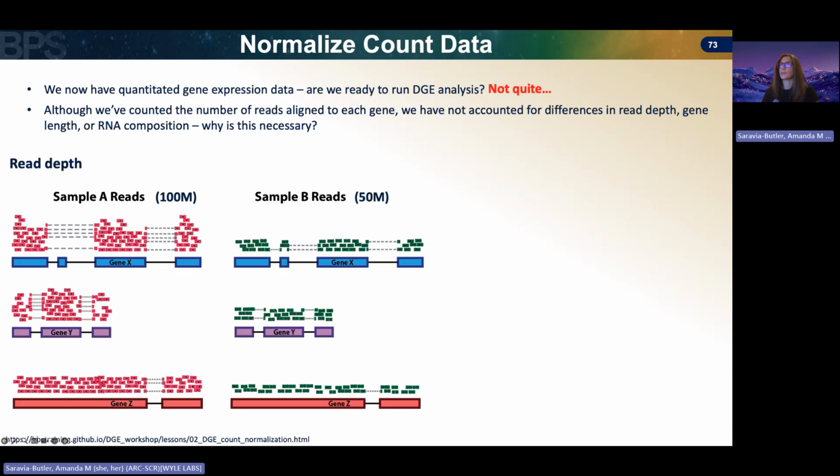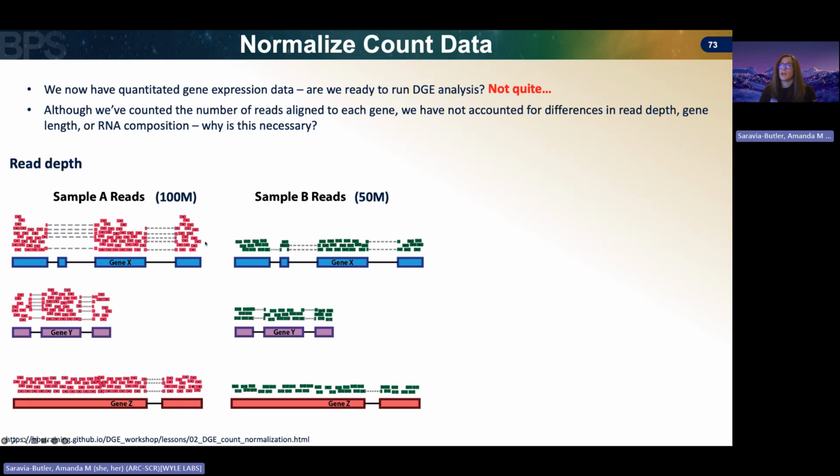I'm going to talk a little bit about a few things and why we need to do that. Looking first at read depth, or the number of sequences we have per sample, accounting for sequencing depth is going to be necessary for comparison of gene expression between samples.